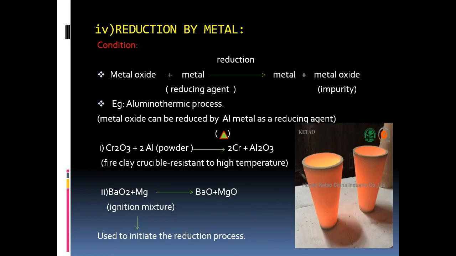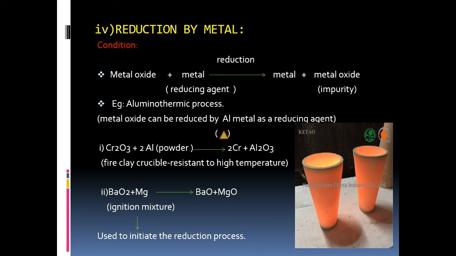Then the fourth process, reduction by metal. Here we have to reduce the metal oxide with one more metal. We already have a metal, which we have converted into a metal oxide. We have to reduce it and separate it as a metal, but to reduce it we are using a metal as the reducing agent.